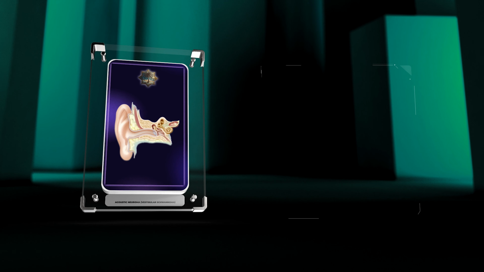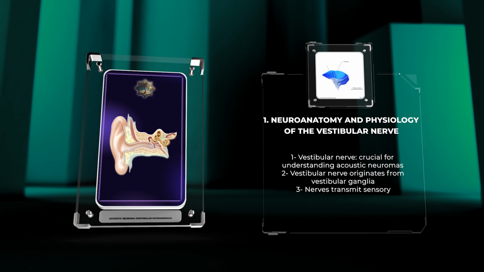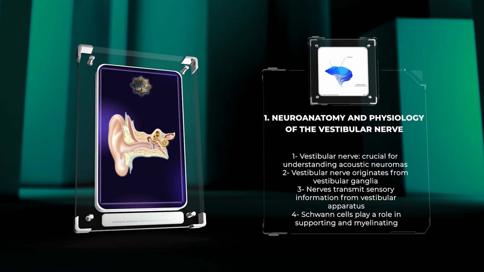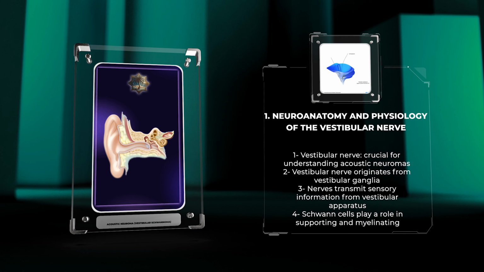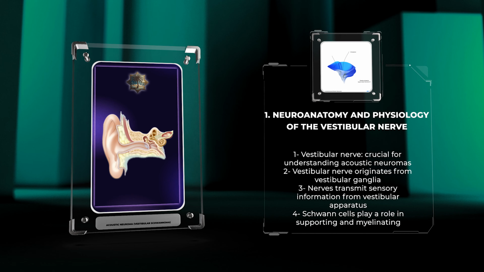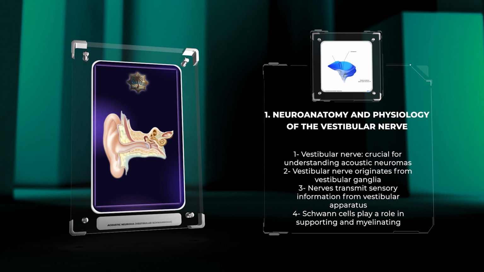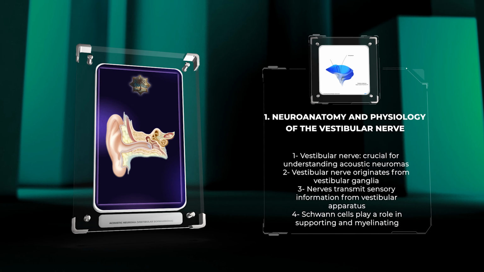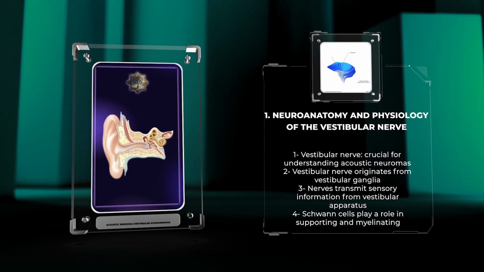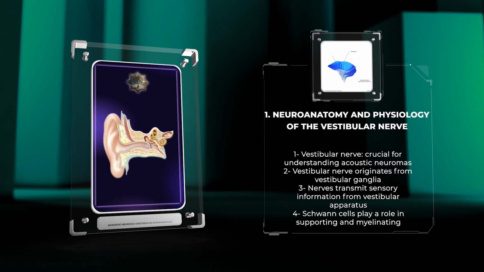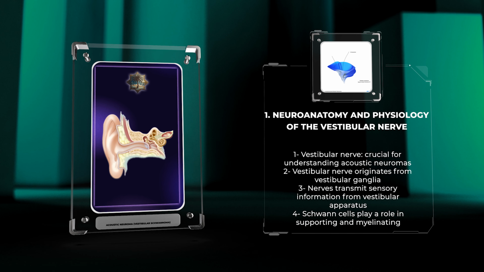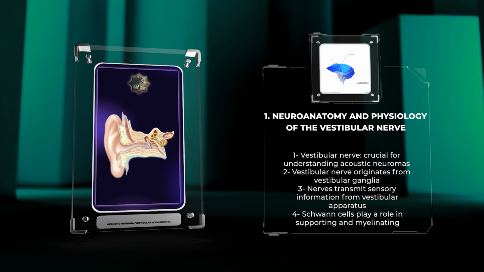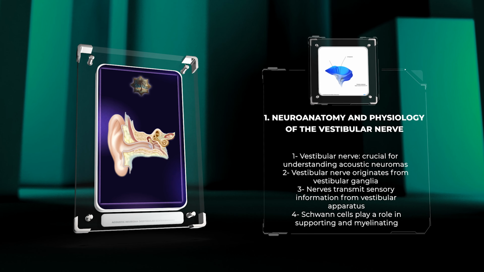Understanding the neuroanatomy and physiology of the vestibular nerve is crucial for comprehending acoustic neuromas, vestibular schwannomas. The vestibular nerve originates from the vestibular ganglia in the internal auditory canal and is comprised of the superior and inferior vestibular nerves. These nerves transmit sensory information from the vestibular apparatus in the inner ear to the vestibular nuclei in the brainstem. The vestibular apparatus includes the utricle, saccule, and semicircular canals, which detect head movements and maintain balance.